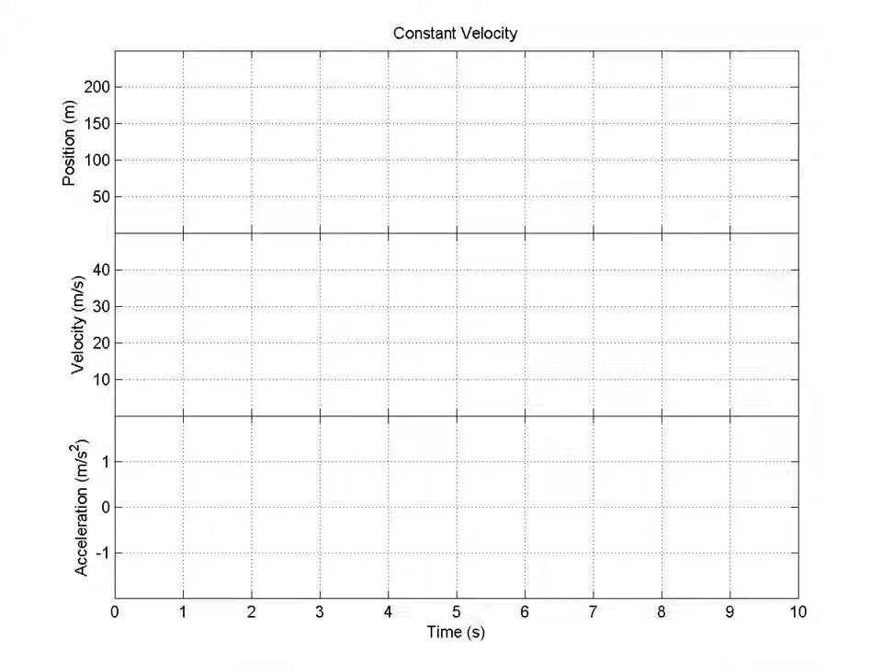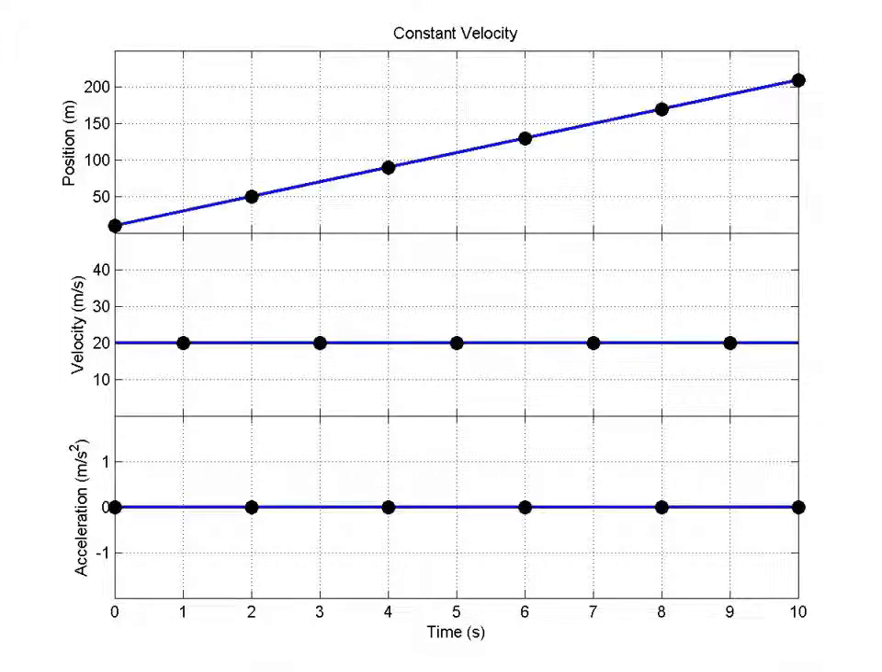What do the constant velocity plots look like? The position is a linear function. The velocity is a constant value, always equal to 20 meters per second. The velocity is the slope of the position plot. It is the rise divided by the run.